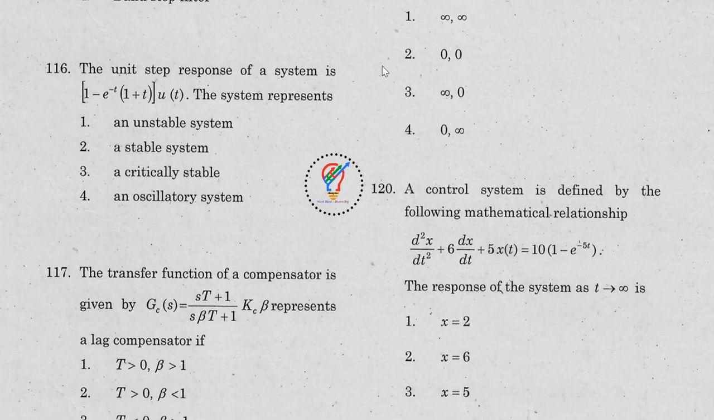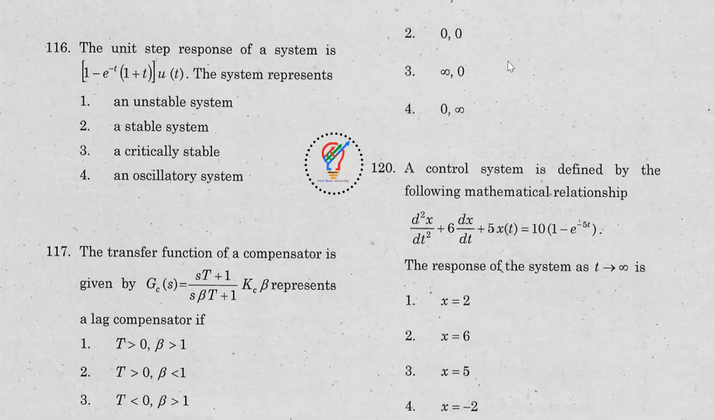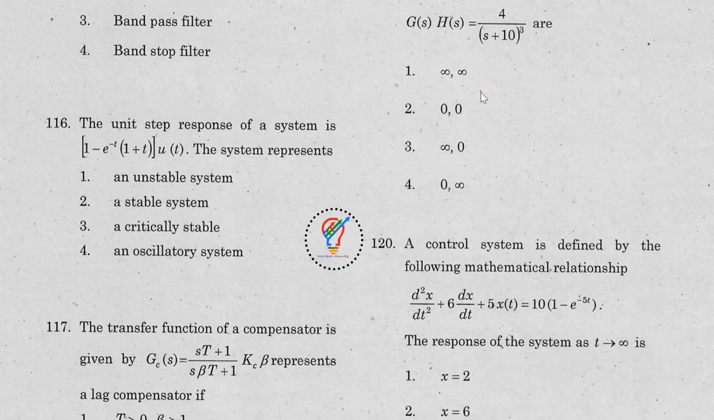Next question here, right. The unit step response of a system is (1 minus e power minus t into 1 plus t) into u of t. The system represents what? So first of all, check the transfer function of the system here. The transfer function is nothing but the Laplace transformation of output divided by the Laplace transformation of input here. So the Laplace transformation of output means L of, I will split this into 1 minus e power minus t, again minus t into e power minus t, divided by the Laplace transformation of step.